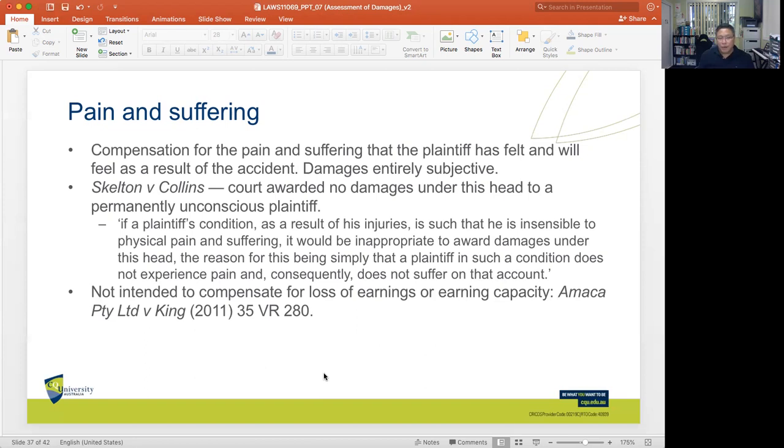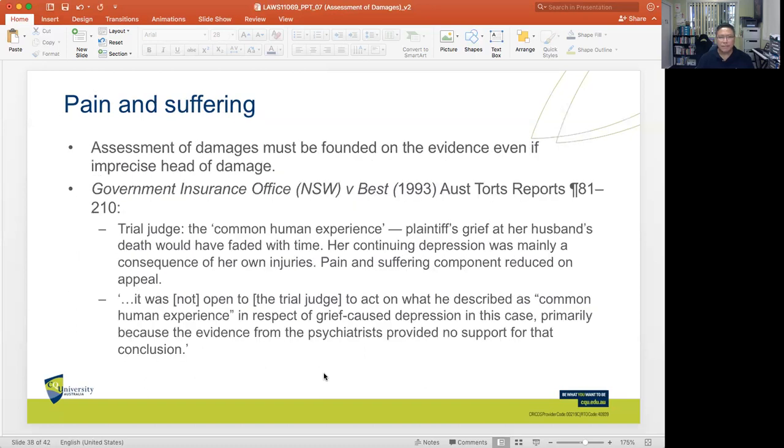Now, remember the other rule: as far as pain and suffering is concerned, it is not intended to compensate for loss of earnings or earning capacity, which is a separate head of damages altogether. In relation to the head of pain and suffering, the assessment of damages must be founded on the evidence, even if it is an imprecise head of damage. Remember, it's subjective. So again, the expert evidence and the personal evidence provided by a plaintiff as to the kind of pain and suffering that he or she is undergoing would be crucial.